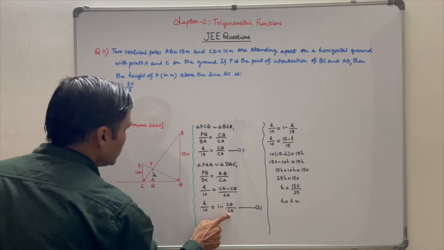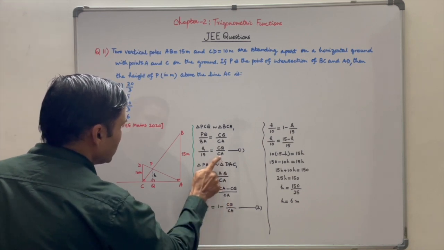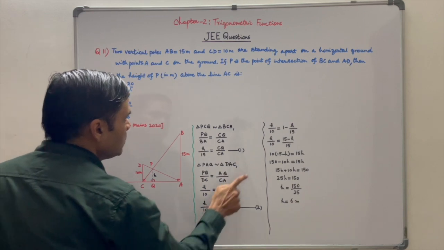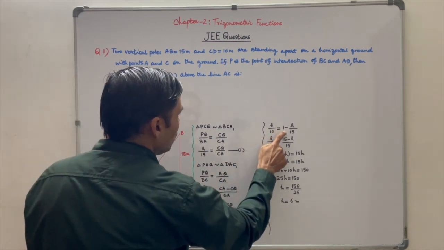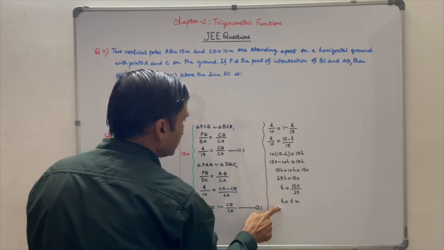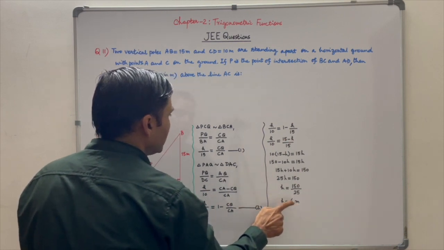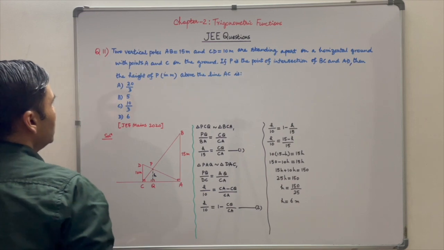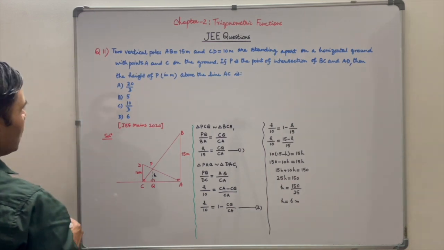Value of CQ upon CA we can put from equation 1. So it becomes H by 10 is equal to 1 minus H by 15. Solving this gives H is equal to 6 meter and that is our answer. So correct option is option D.